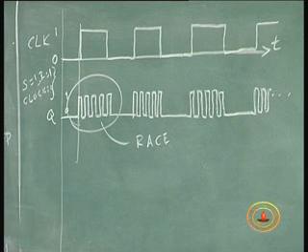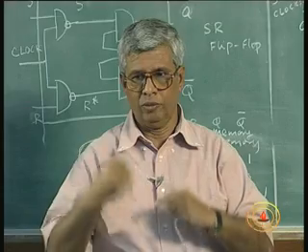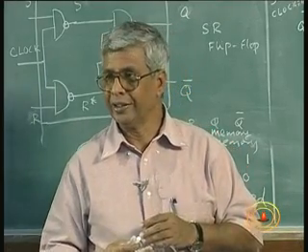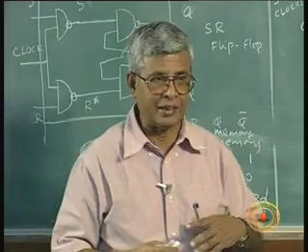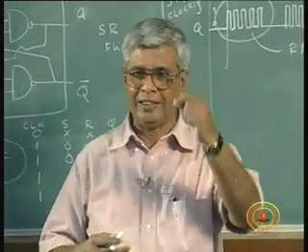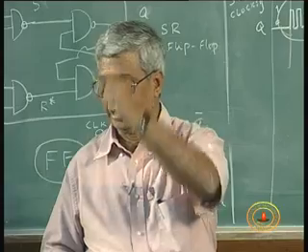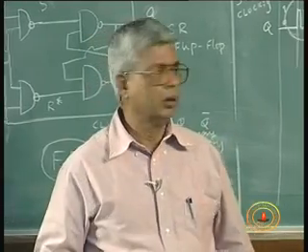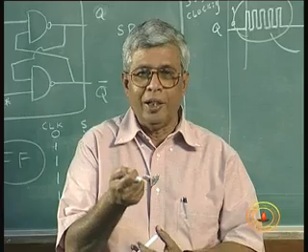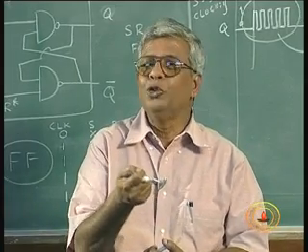Toggle is a mechanism by which the output changes from 1 to 0, 0 to 1 constantly, but in a controlled way. Race is in an uncontrolled way. The difference between toggle and race is that race is uncontrolled, toggle is controlled. When you want it, it changes back and forth all the time. If you can control this phenomenon, we can use it.